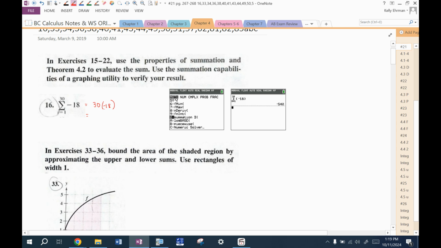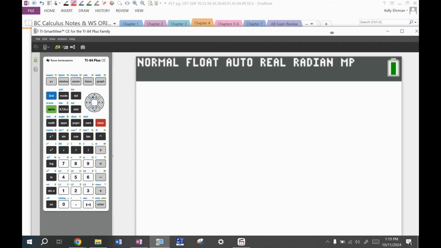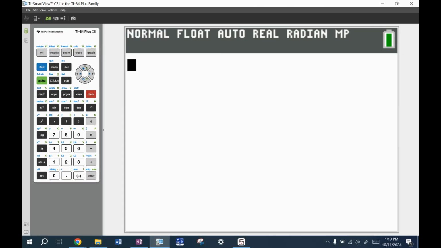3 times 18 is 54. So this is going to be negative 540. And I have some screenshots over here, but I can show you where this is on the calculator.